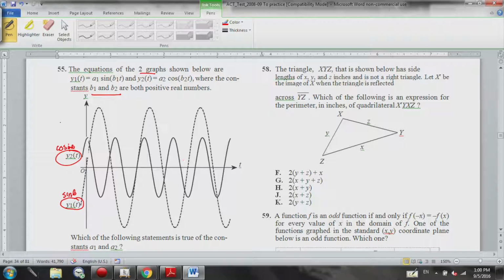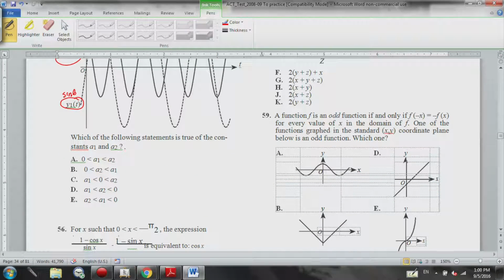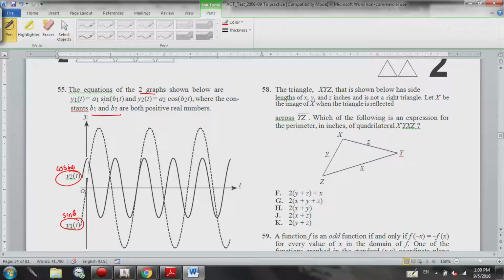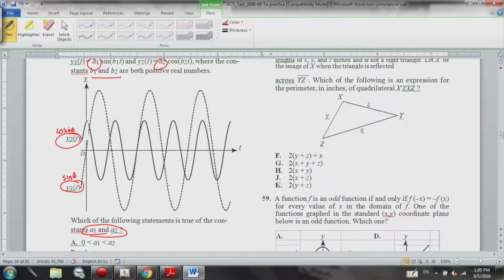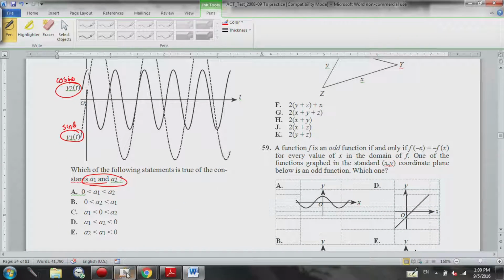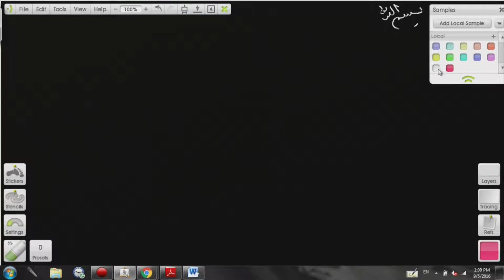And the question is, which of the following statements is true regarding a and b? We're asked to compare a1 and a2. Now this is an easy question if you know some basics about the sine curve and the cosine curve. It's an impossible or tough question otherwise. So this is one thing you have to know.